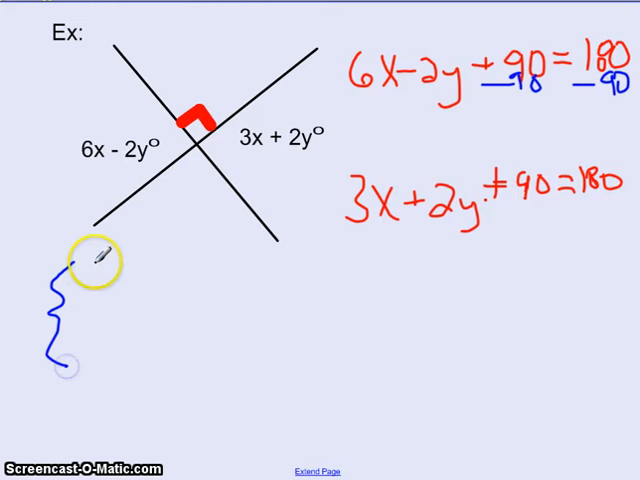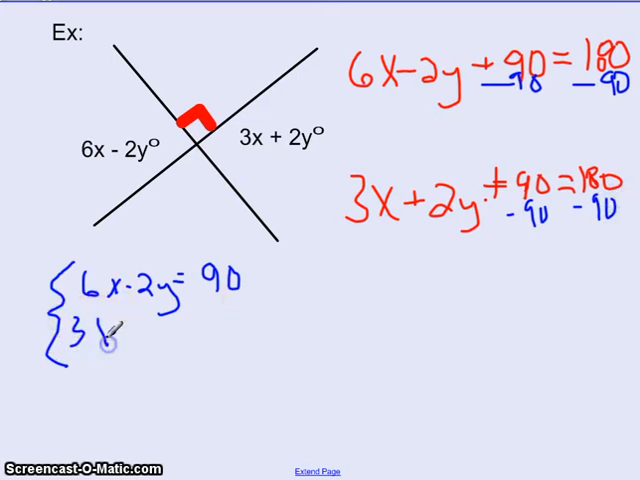I'm going to write it right down here. 6x minus 2y equals 90 degrees. I'm going to have the equation here when I subtract the 90 from both sides. I'll have 3x's plus 2y's equals 90.